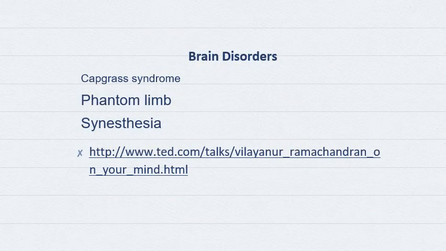Okay. So, we would look upon the following brain disorders. Pwede nating panoorin dito sa link na ibibigay ko dito sa PowerPoint, no? Pero ibibigay ko rin 'to sa inyong page so makikita niyo 'to. Some of the brain disorders that will be discussed here are Capgras syndrome, phantom limb, and synesthesia.